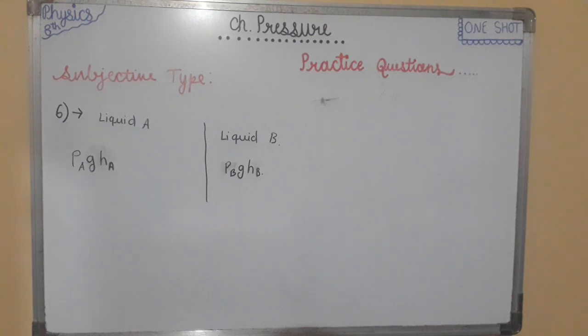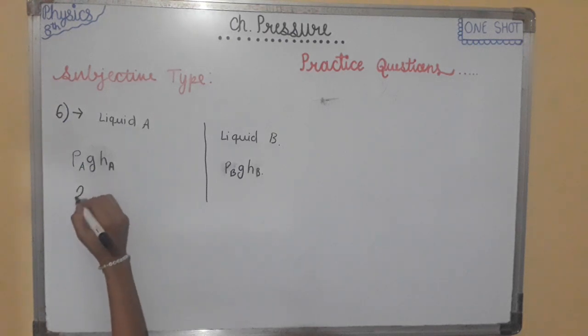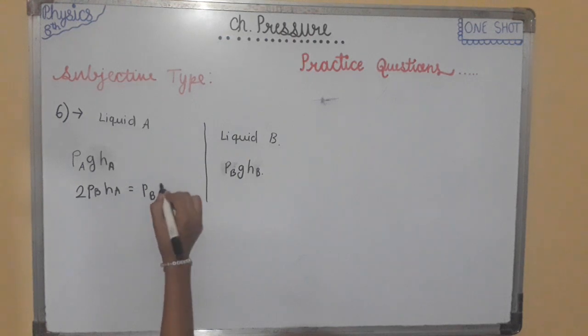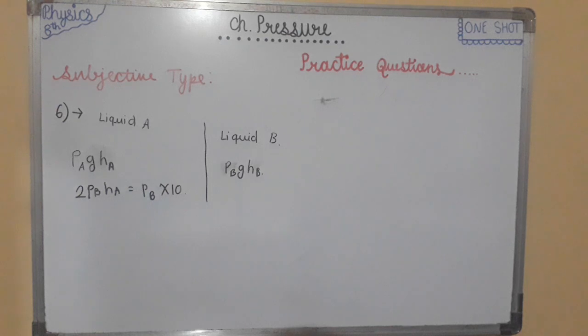So now this is the formula. It is shown to us that 2 rho B h A is equal to rho B into 10. The height of liquid B is 10, and the density of liquid A is twice that of liquid B. So that's why this is applicable.